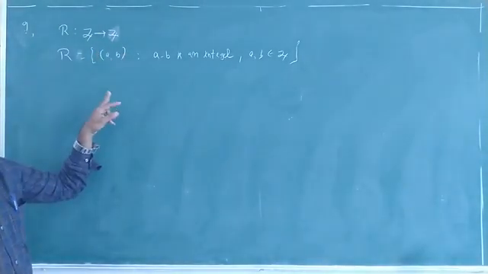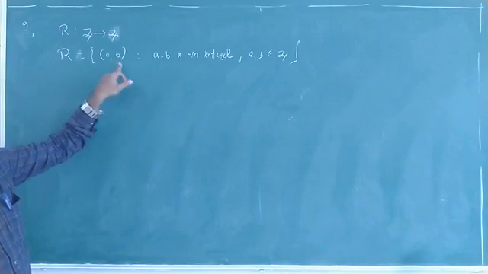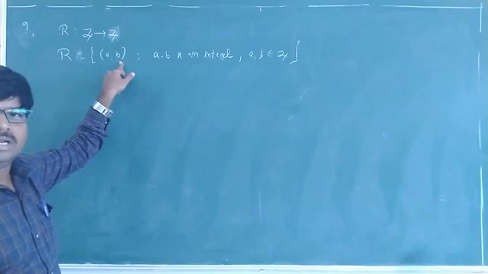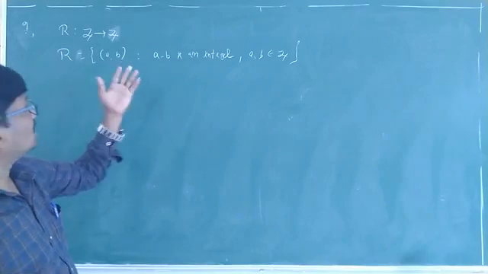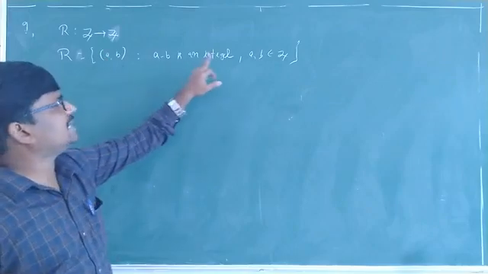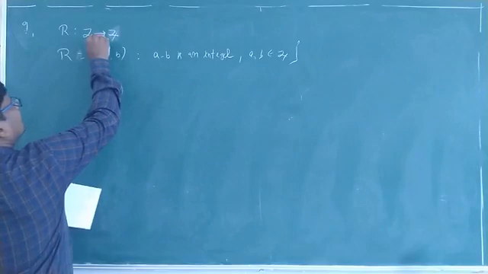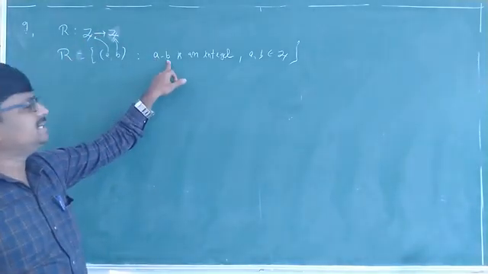How is the relation defined? R is equal to the set of (A, B) such that A minus B is an integer. An ordered pair (A, B) in the relation R means there is a relationship between A and B. What is the relation? A minus B is an integer. Here A is from Z, B is also from Z. So A is an integer, B is also an integer.